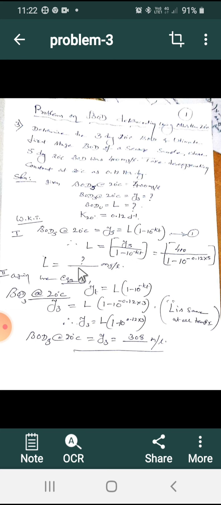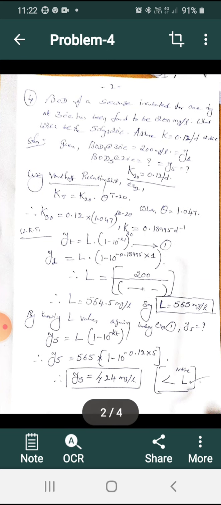Okay, let us go to another problem. In this case, the BOD of a sewage is incubated for 1 day. This is 1 day incubation. The 1 day value will be equal to how much? It is 300.